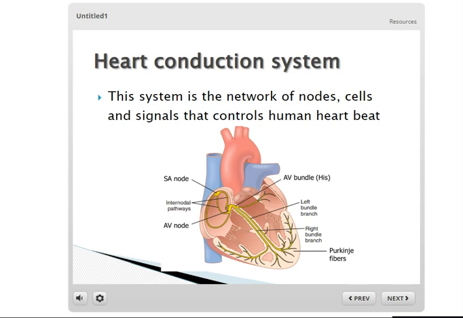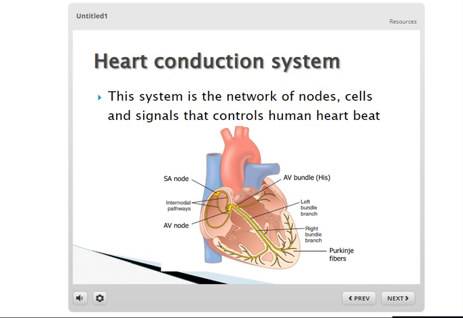Hello everyone, in this session I'm going to talk about the heart conduction system. The heart conduction system is a specialized network of cells that generates and conducts electrical impulses, ensuring the heartbeats in a coordinated and efficient manner.